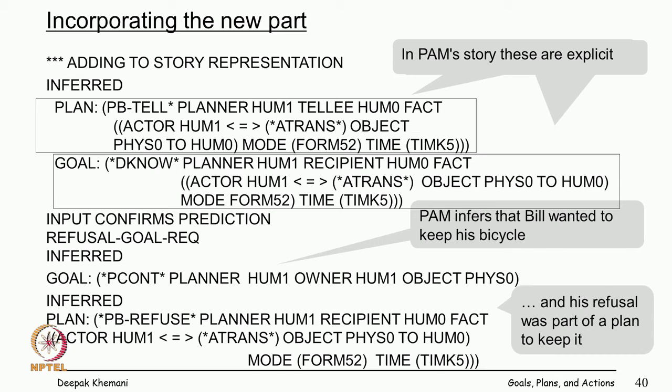From this, it has also made an inference that Bill wants to keep his bicycle. So, he wants to keep control of his bicycle, and his plan of refusing was part of his goal of keeping his bicycle. So, keeping one's things is like a theme or a long term goal, just like health. So, Pam does not try to explain that any further as to why he refused. Later on, of course, when it tries to explain why he complied, then that will be explained by a goal of maintaining his health.